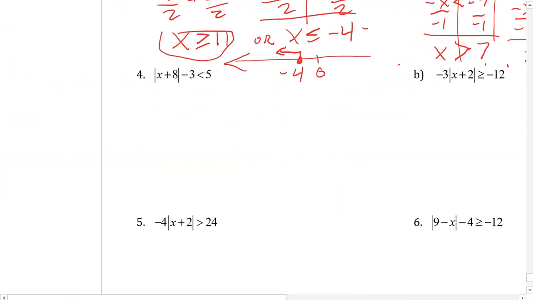On number 4. So here we have an absolute value expression and something outside of the absolute value. So like I've shown you, first we're going to circle our expression with the variable in it, that absolute value, and we're going to work outside of the bubble first. So I'm going to add 3 to each side. So we have absolute value of x plus 8, strictly less than 8.